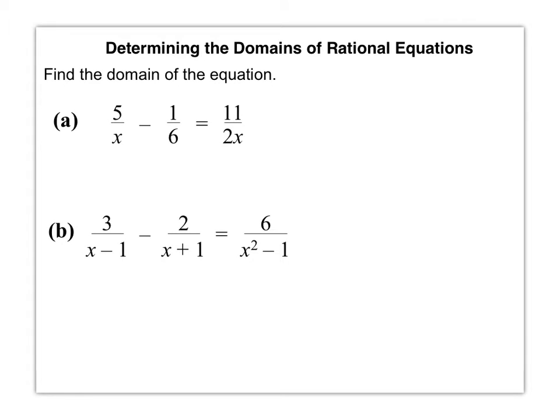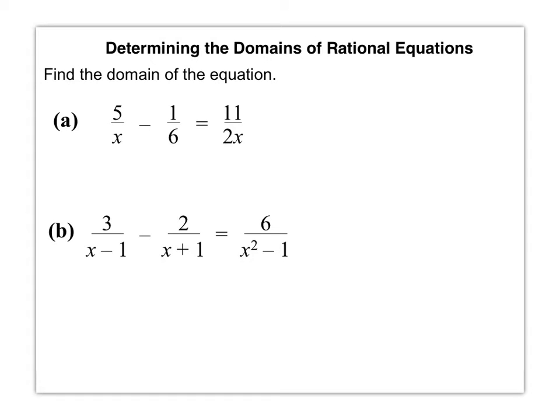Determining the domains of rational equations. Find the domain of the equation. For part A, we have the equation 5 over x minus 1 over 6 equals 11 over 2x. Since we're instructed only to find the domain of the equation, we're not actually solving the equation. We do want to look and see if there are any restrictions on the domain.